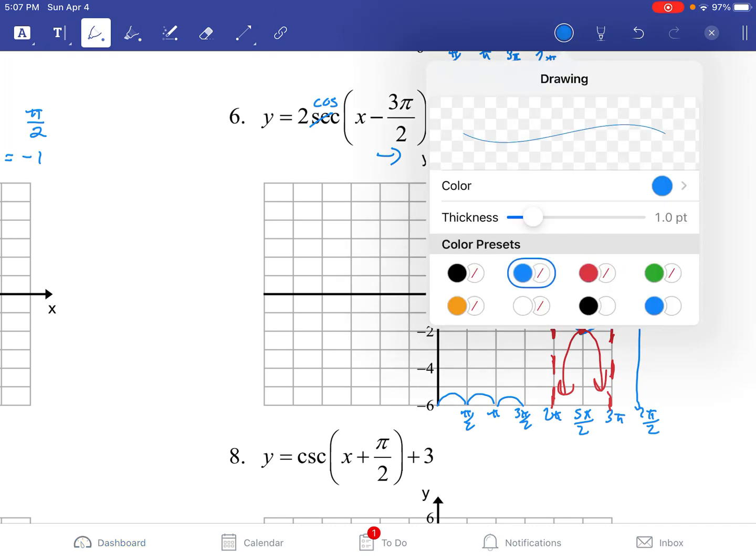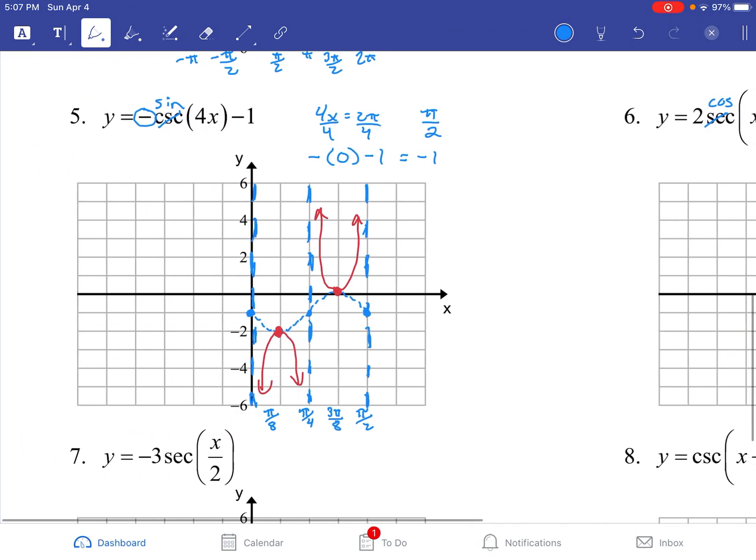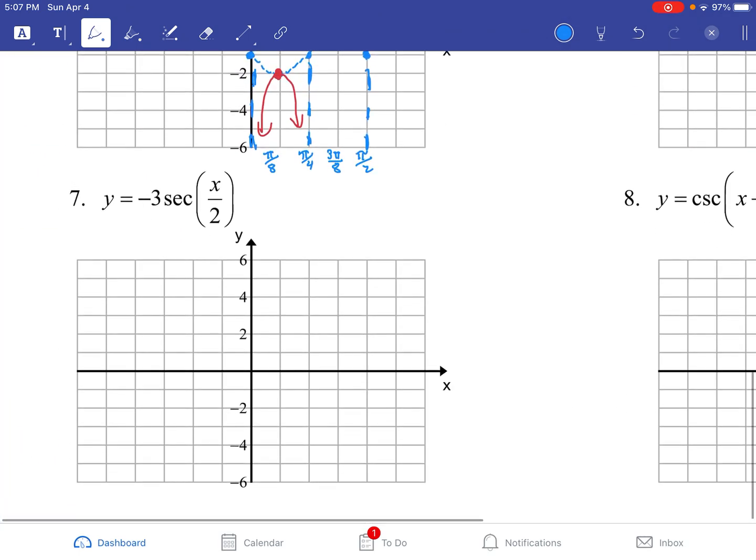All right, 2 more examples. Hopefully these are helping you out. If you want to just stop the video and try the examples on your own and then look to see how you did, that would be a great idea. All right, so here we go.